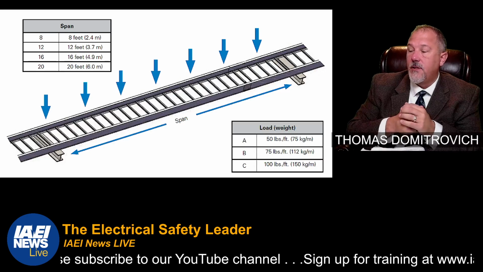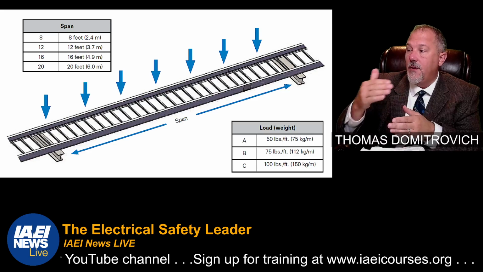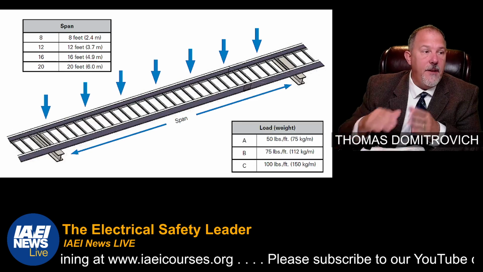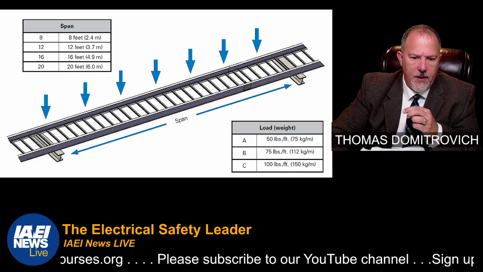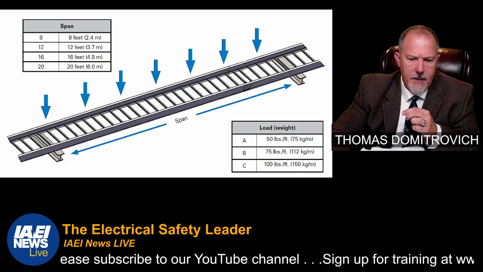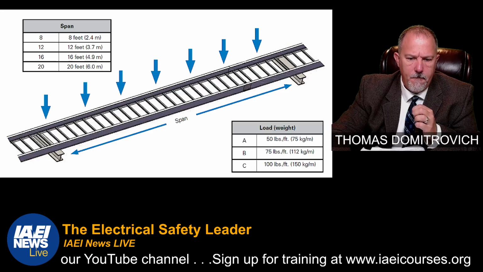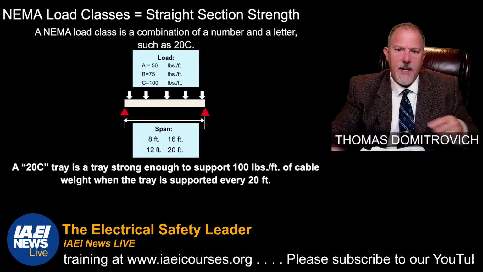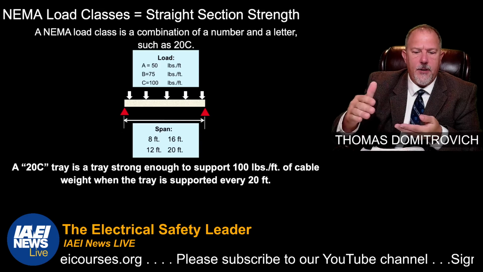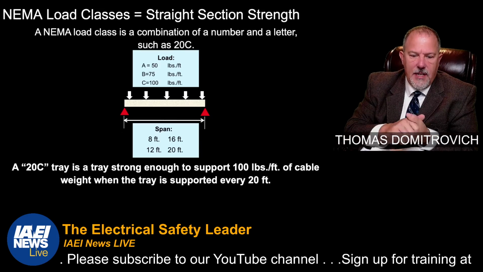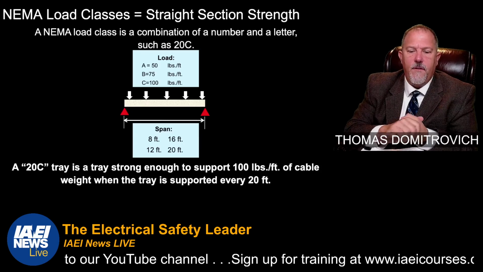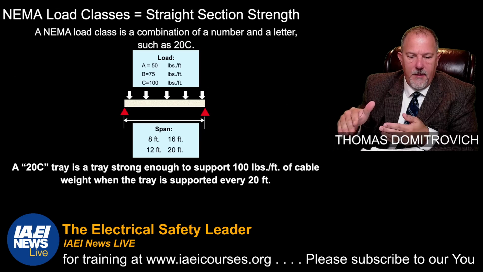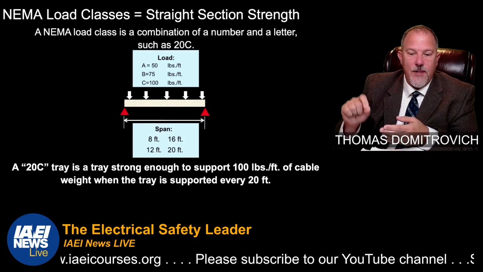Your load weights, these are the NEMA load weights, A, B, and C: 50 pounds per foot, 75 pounds per foot, and 100 pounds per foot. And you'll typically see that on the tail end of the numbering of the busway. So for example, NEMA load class is a combination of a number and a letter. So 20C, there C is your 100 pounds per foot. So a 20C tray is a tray strong enough to support 100 pounds per foot of cable weight when the tray is supported every 20 feet.